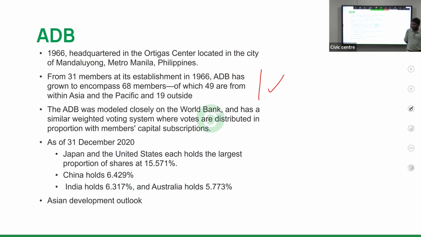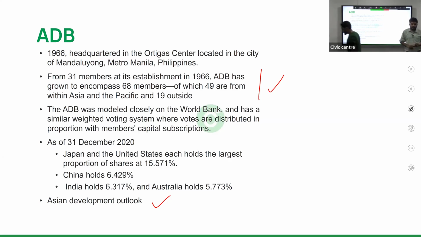Look at Luzon Islands. You can find that whenever a volcano erupts, they may report Luzon Islands in the Philippines. Then ADB releases the Asian Development Outlook.